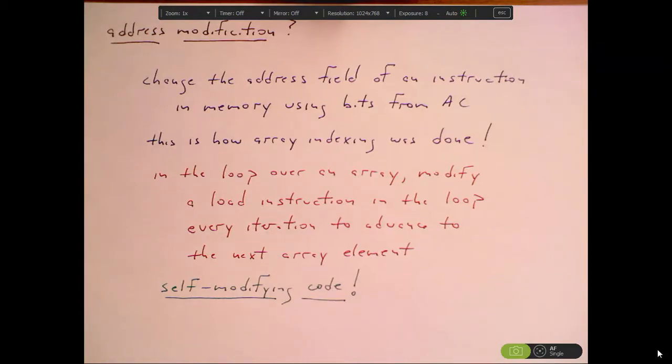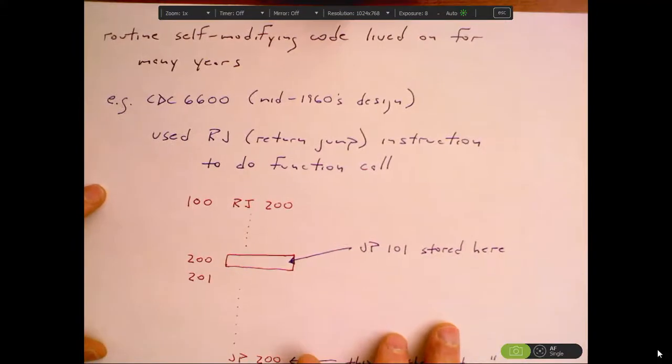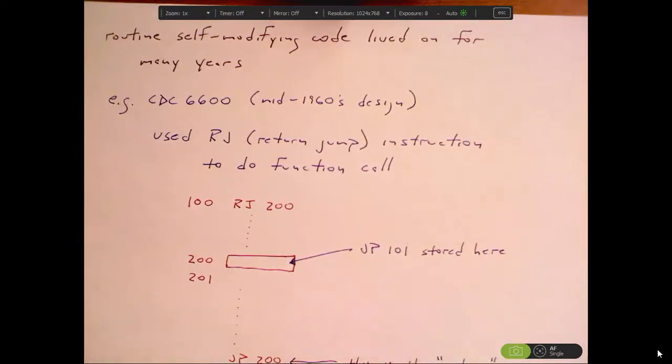They needed some way to do array indexing, so they did it by modifying the program itself, because again, that's the advantage of a stored program computer. You've got the program as data sitting in memory, so why not? Let's go ahead and change it on the fly. Well, sort of, routine self-modifying code lived on for many years.